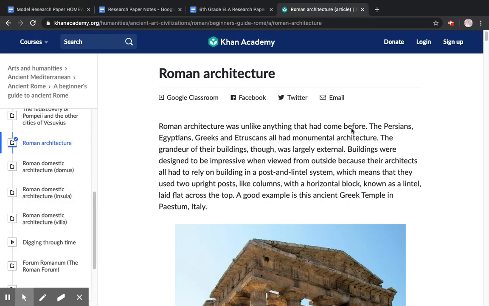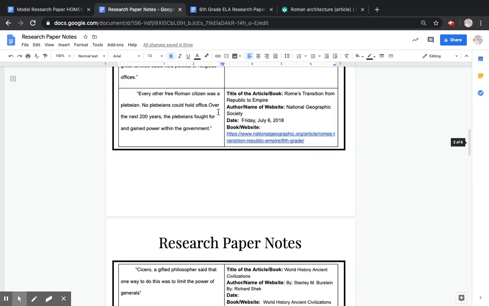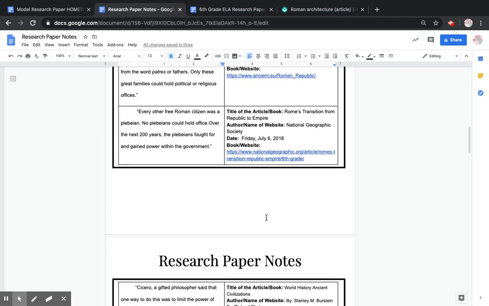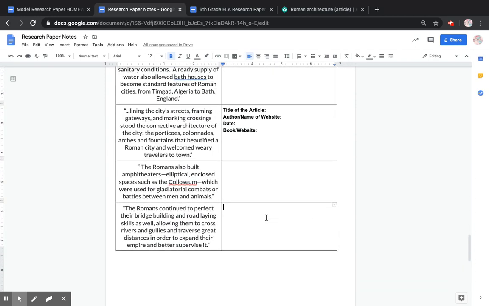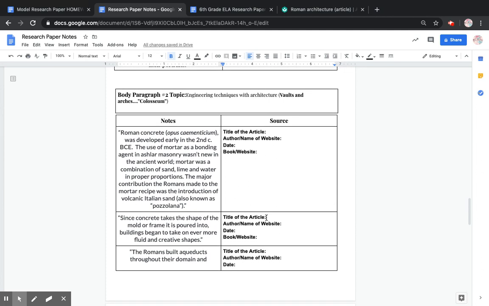So I really liked this article. It had a lot of good information. So I went and I copied and pasted quotes from the article that talked about it. And I revisited my research question while I was looking at it, and it said, what were some examples of the Roman legacies in architecture? So I found a bunch of different legacies. So it wasn't necessarily with the vaults and the arches, though it is mentioned there.